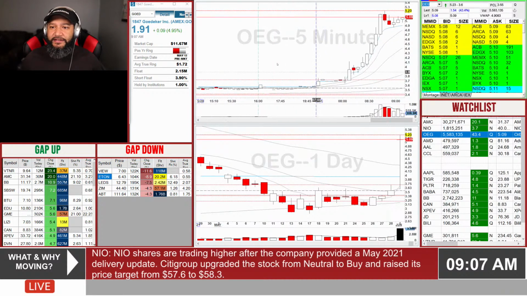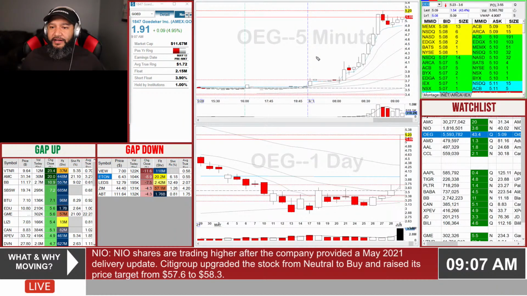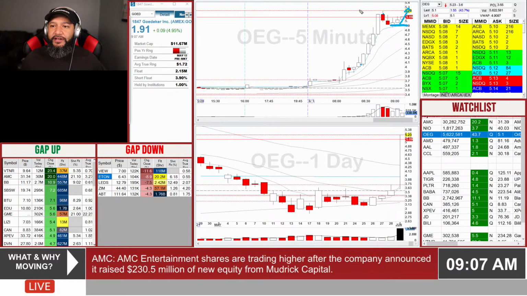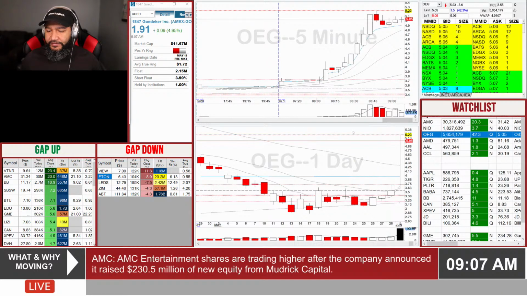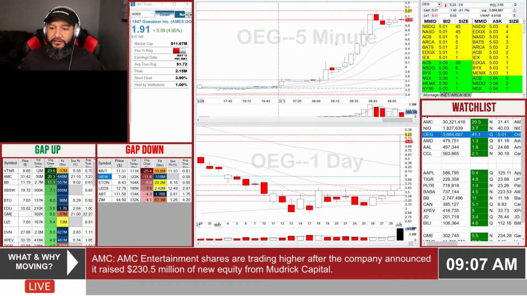OEG, on the other hand, this thing is doing a nice ABCD pattern here, guys. Here's your A, B. This is your consolidation C point here. Let's see if we can get a breakout above 523. Looking like it does want to go up there and retest that. Volume at 5.6, so it's looking very good. Let's get some levels in here.